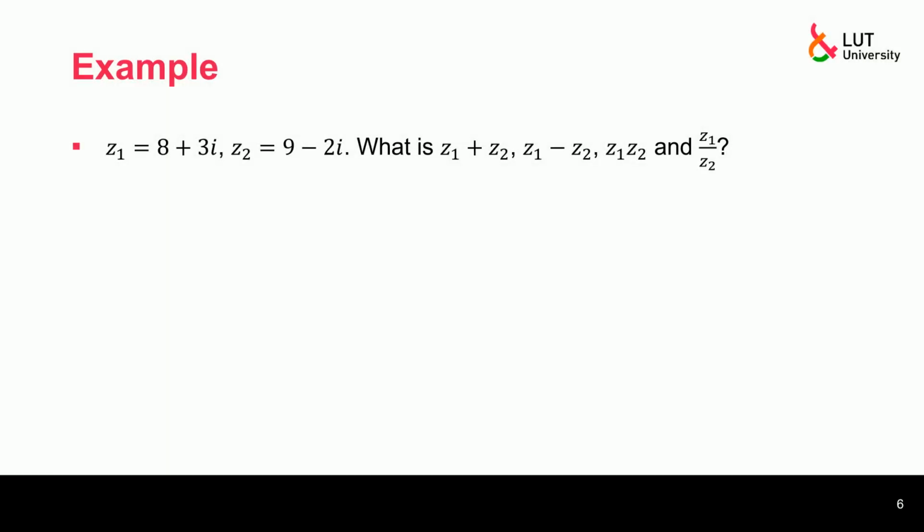So let's have an example. We have two complex numbers, z1 and z2. So here's z1, here's z2, and let's find the sum, the difference z1 minus z2, the product, and the quotient.